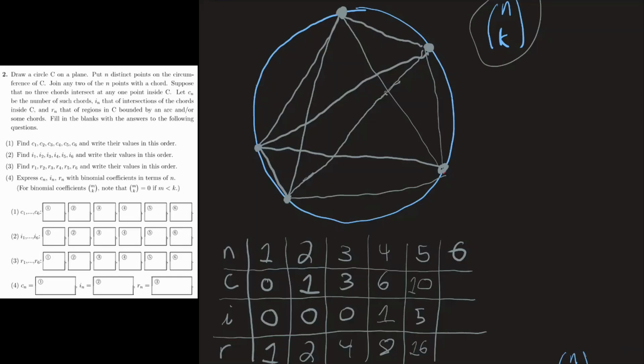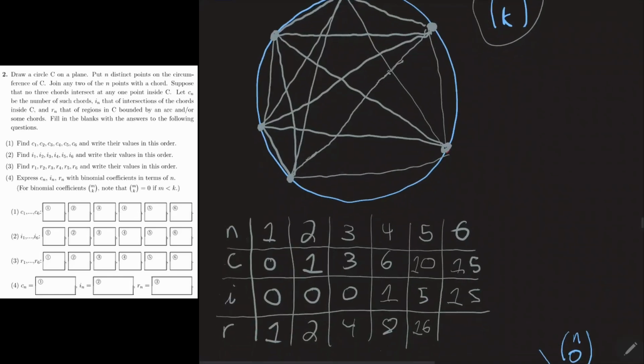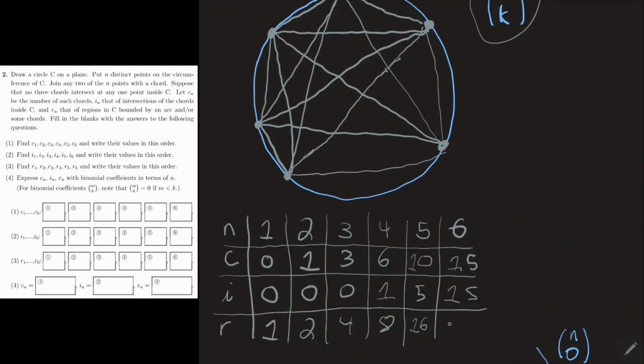And so anyways, we have to add one more point. Let's do that one right here. To do that, we add 5 more chords. So 1, 2, 3, 4, 5. So now our number of chords is 15. And if you keep track of the number of intersection points, that will be 15 as well. And the number of regions is 31.